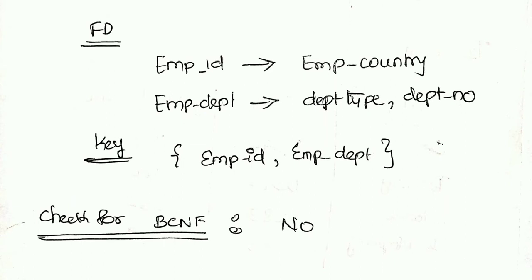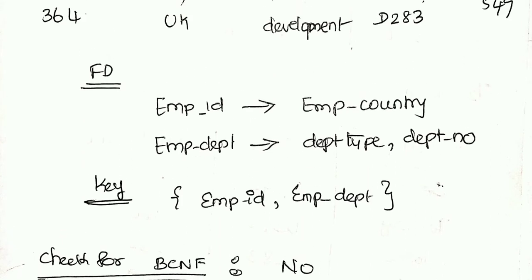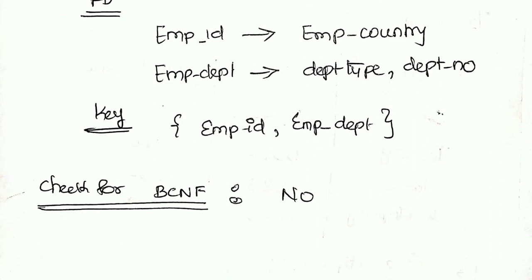So this employee ID, the left hand side of the dependency, is not a super key. It's a part of the super key. Is this clear? So BCNF tells you that you need to check the left hand side of the dependency. If it is not the entire super key, we need to decompose. So this schema along with the dependency doesn't satisfy BCNF. So we are going for decomposition.